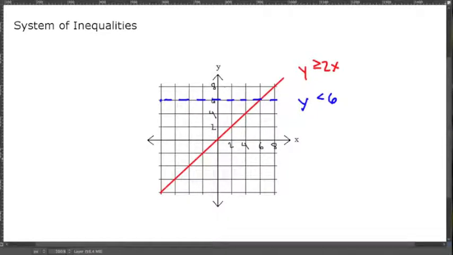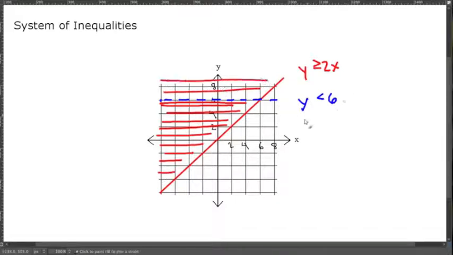So if y is greater than or equal to 2x, that's going to be everything above the y equals 2x line. So I shaded everything above this line. And for y is less than 6, I would shade in everything below that line because, for example, if I was to plug in a 4 for y, that would be 4 is less than 6, which is true. So I shade in everything below.